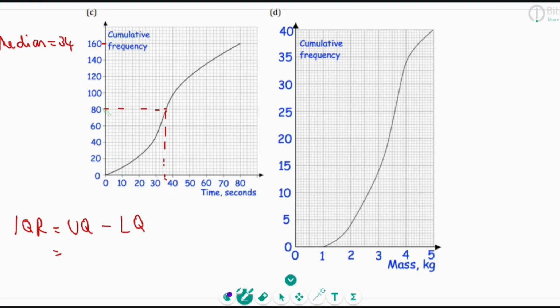So the lower quartile, a quarter of 160, which is 40. And the upper quartile is 3/4, which is at 120. So we've got 50 minus 28, which is 22.